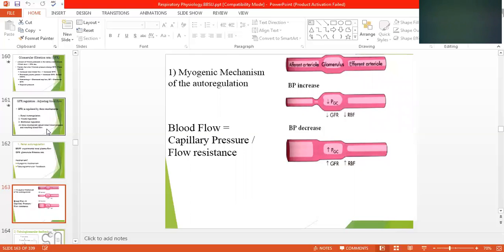Partial oxygen pressure. BP increase, GFR decrease. If RBF, renal blood flow, decreases, then GFR also decreases. BP decrease, increase glomerular concentration, and increase the GFR, increase the renal blood flow. Blood flow, capillary pressure, flow resistance.